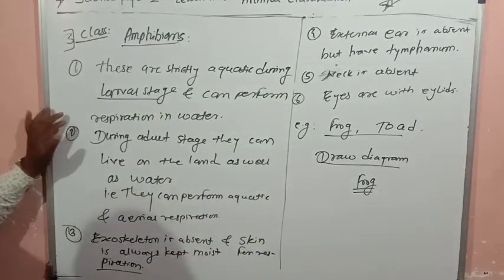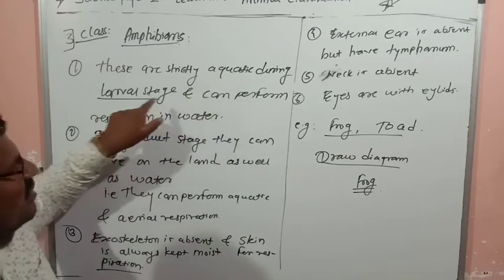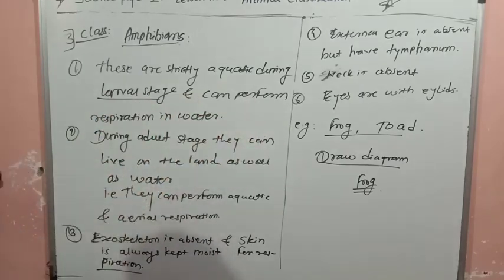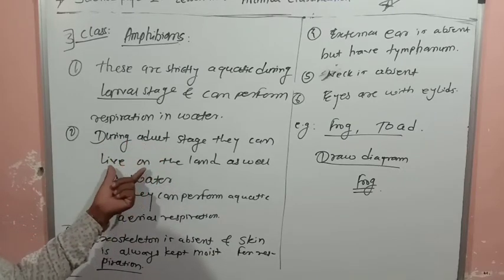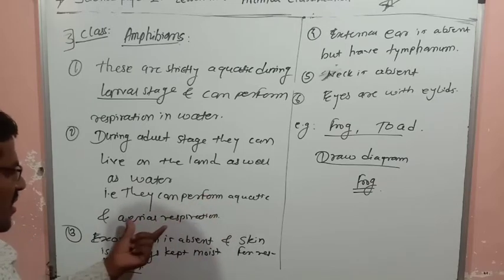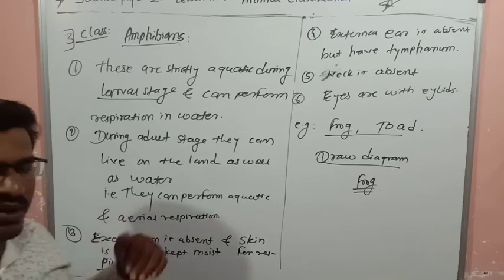So here, which are the characteristics? First, they are strictly aquatic during the larval stage and can perform aquatic respiration in water. During the adult stage they can live on land as well as in water, and they can perform aquatic as well as aerial respiration. Exoskeleton is absent. Skin is always kept moist for respiration.